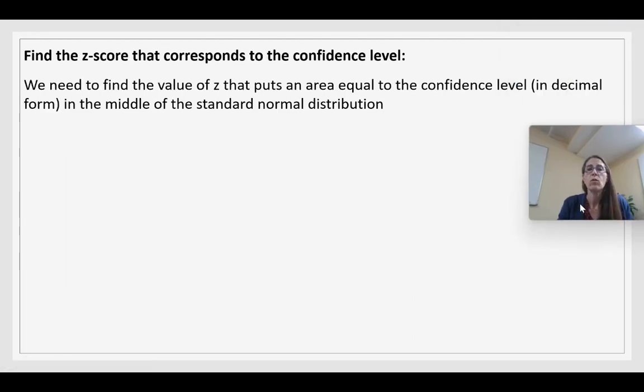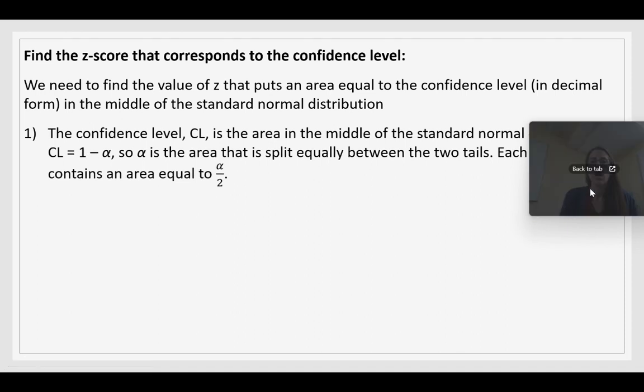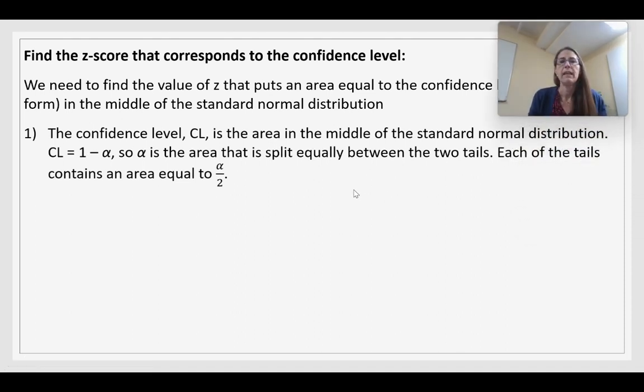So to find the z-score that corresponds to the confidence level, we need to find the value of z that puts an area equal to the confidence level in decimal form in the middle of the standard normal distribution. So the confidence level CL is the area in the middle of the standard normal distribution. The CL equals 1 minus alpha, so alpha is the area that is split between the two tails. Each of the tails of the normal distribution contains an area equal to alpha divided by 2.